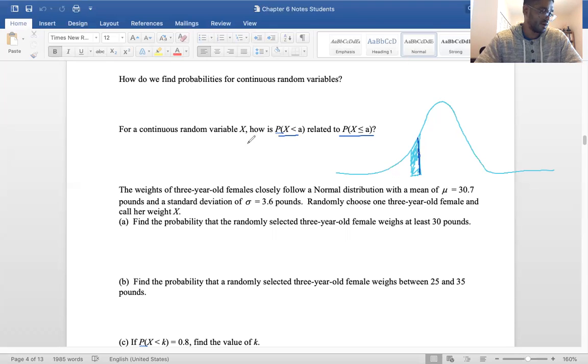Okay, so the probability that x equals a is 0, because with continuous data there's no way of having a specific line on this graph. And so the probability that x is less than a is equal to the probability that x is less than or equal to a.